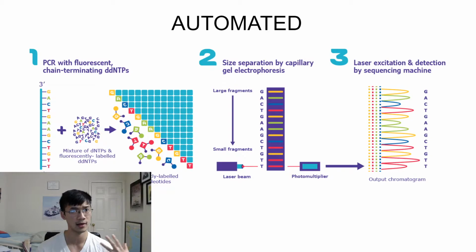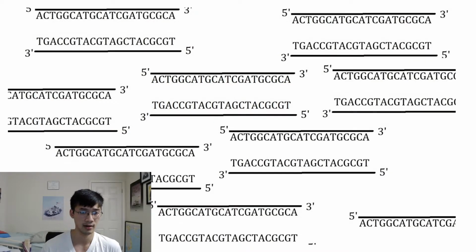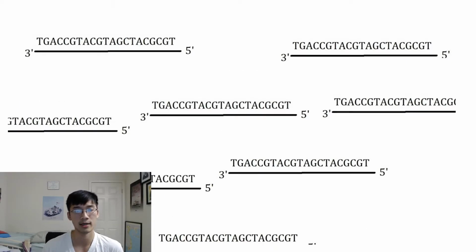So the first step of the automated version of Sanger sequencing is PCR with fluorescent chain terminating dideoxynucleotide triphosphates, or ddNTPs. What ddNTPs basically are, are fluorescently labeled nucleotides, or glowing nucleotides. And so the way it works is that you start with a sample DNA strand, and what you want to do is amplify it with PCR in order to make many copies of this sample. And with all of these copies, you then heat it up in order to denature the strands. So then you'll end up with your template strand, or the single strand that you see on the bottom.